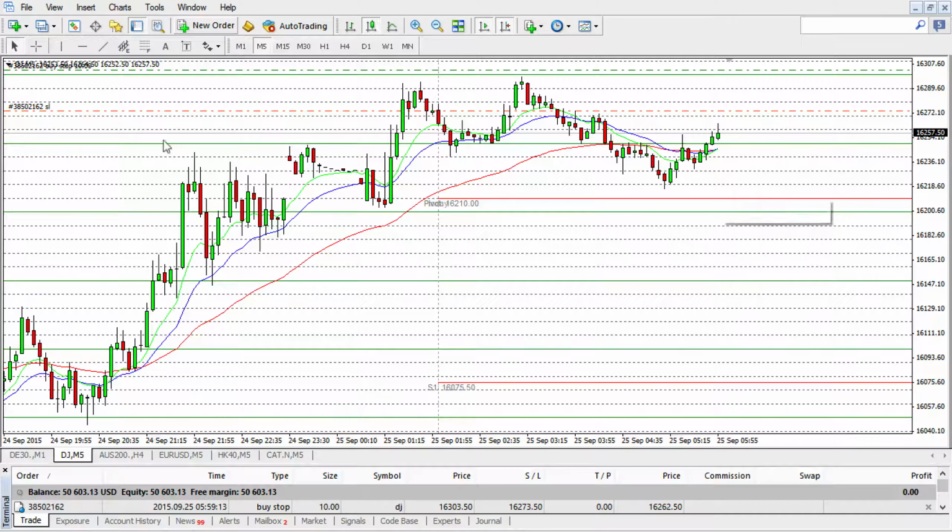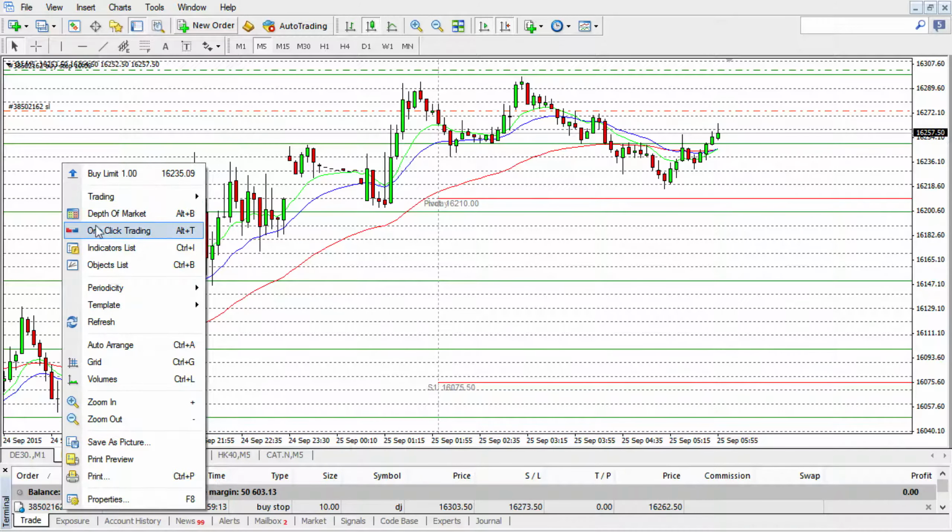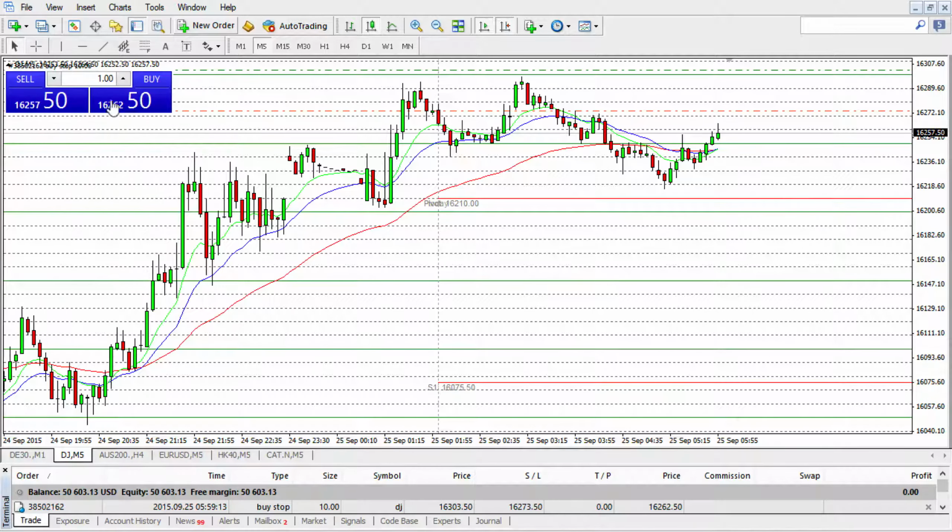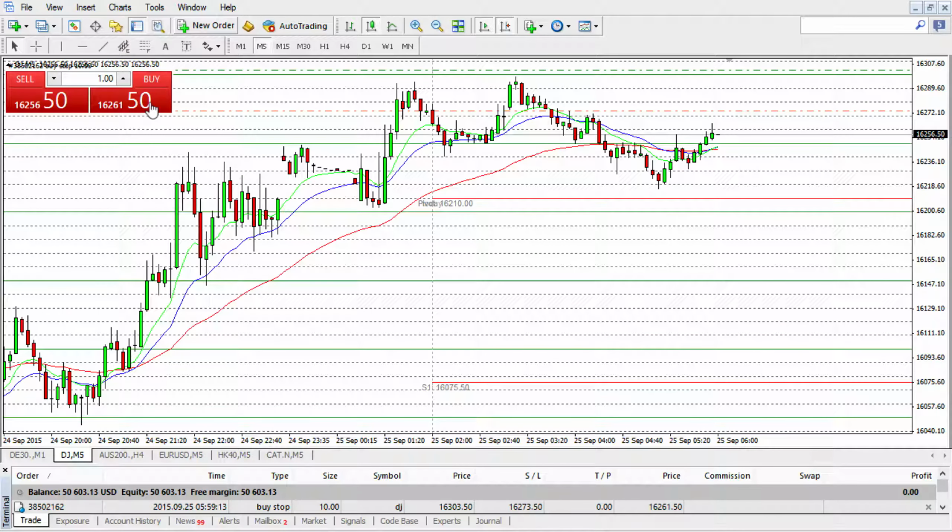Okay, and now I'll show you how to find out what the spread is. If you press this little triangle over here, you will see the prices, or as well, you can right click on the chart, one-click trading, and you will see the prices sell and buy. So the spread is the difference between these two prices. So we've got 56 and 61, that's a 5 points difference. That's why I was adding 5 points to the price.